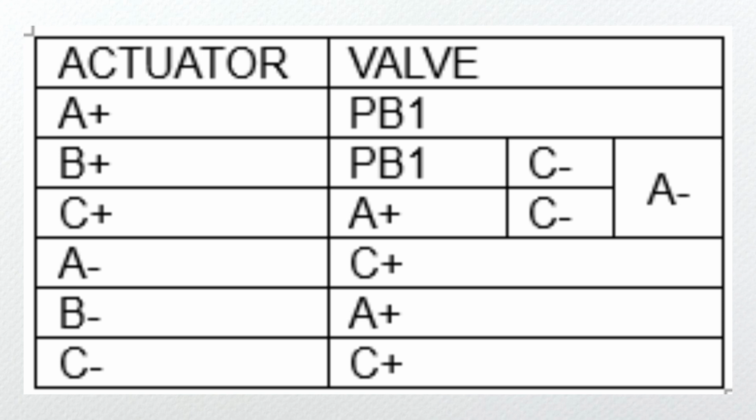When the actuator is A+, it is connected to the valve push button 1. Also, if the actuator is B+, it is connected to push button 1, C-, and A-. If the actuator is C+, it is connected to the A+ valve, C-, and A-. The A- actuator is connected to the C+ valve, and the B- actuator is connected to the A+ valve. And lastly, the C- actuator is connected to the C+ valve.